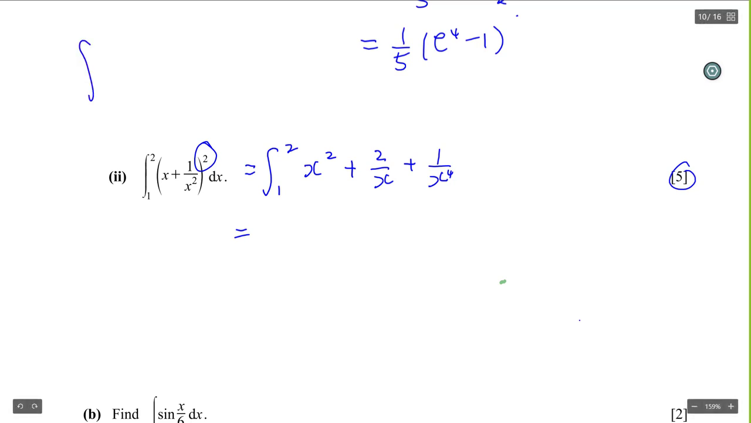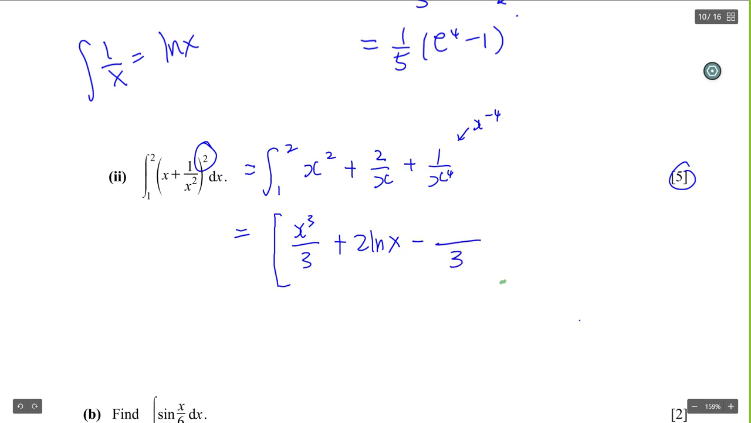Because remember, integrate 1 over x, what do you get? You get ln x, right? So you have a log here. I will straight away integrate. This one will give me x cubed over 3. This one will give me 2 ln x. And then this one is x to the power of negative 4. Plus 1 is negative 3.